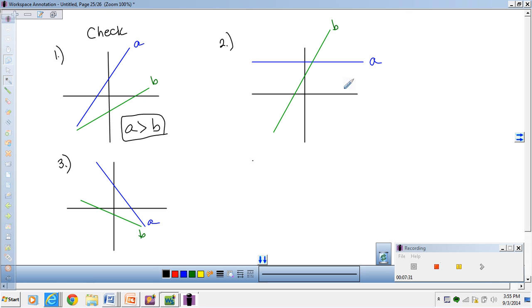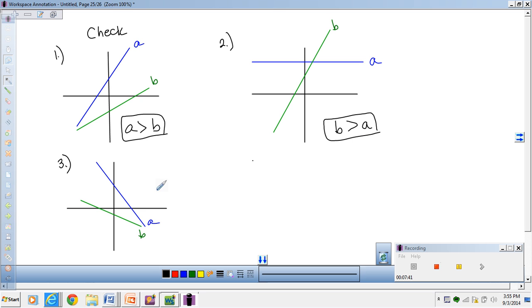For number 2, which slope is bigger, A or B? If you answered B, B is bigger than A, you are correct. B has a positive slope, A has a slope of 0. The positive slope is bigger than a 0 slope.